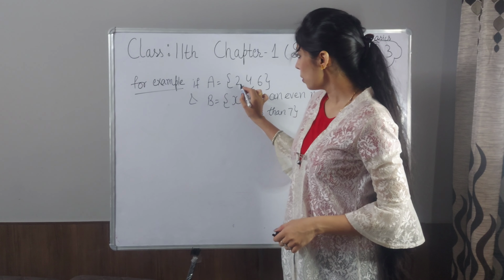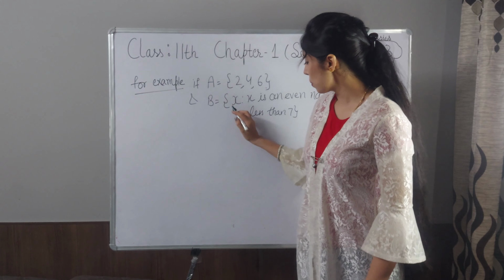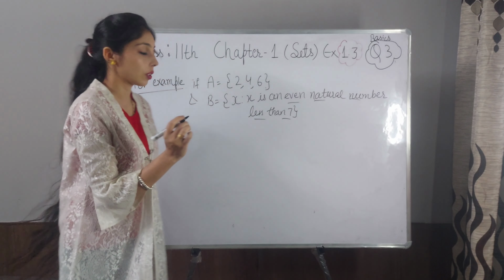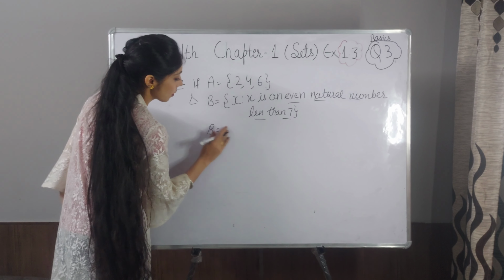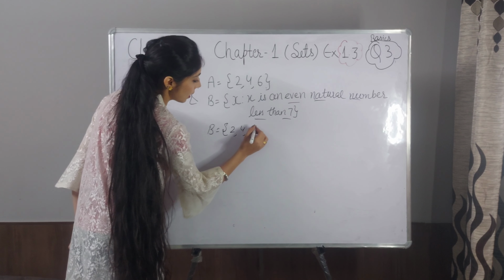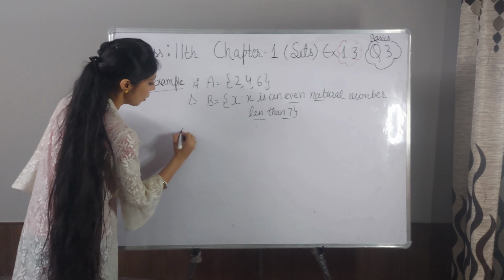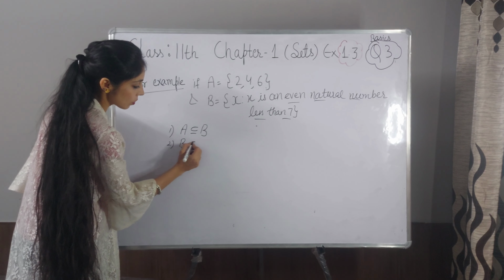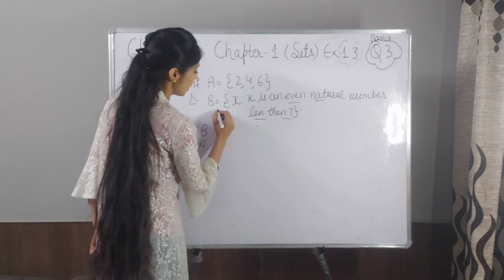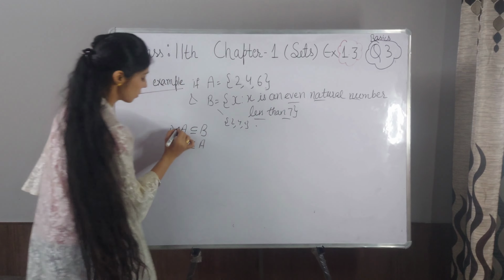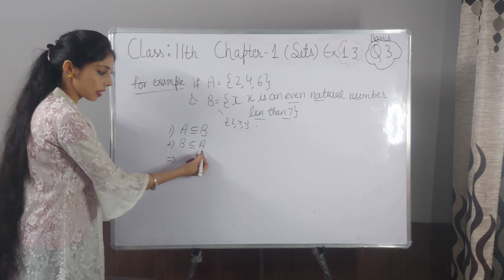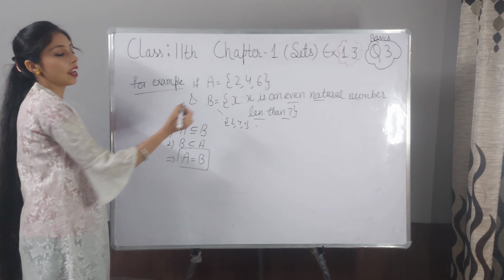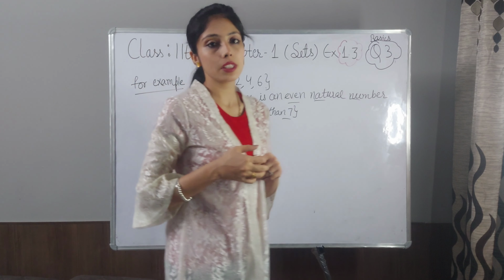If A is equal to {2, 4, 6} and B is equal to the set of those x such that x is an even natural number less than 7, we know that this set will represent also {2, 4, 6}. So we can easily say that all the elements of A are elements of B and all the elements of B are elements of A, because this set represents the same set. So if A is contained in B and B is contained in A, then A is equal to B. So we can say that A and B are representing the same set.